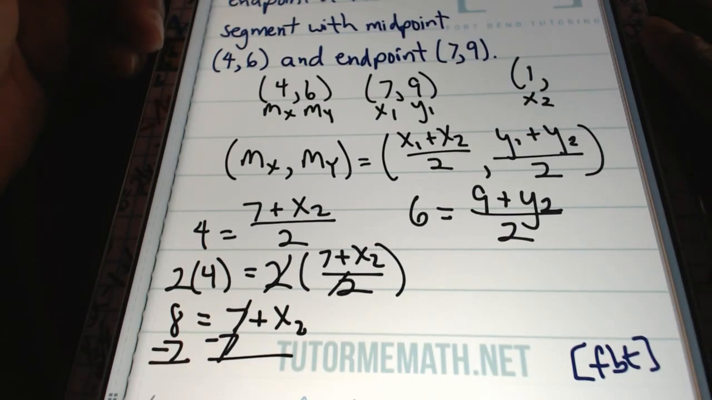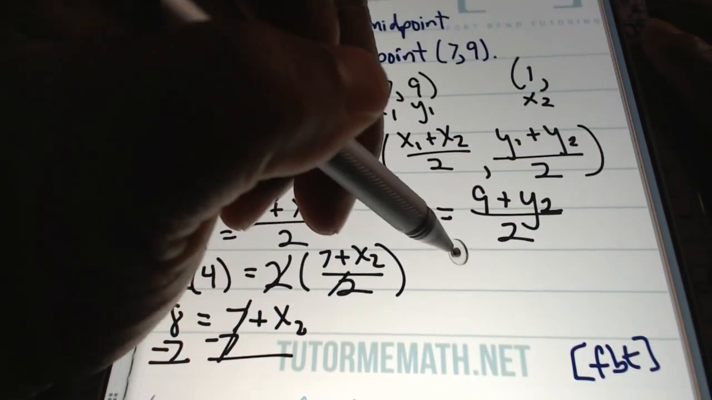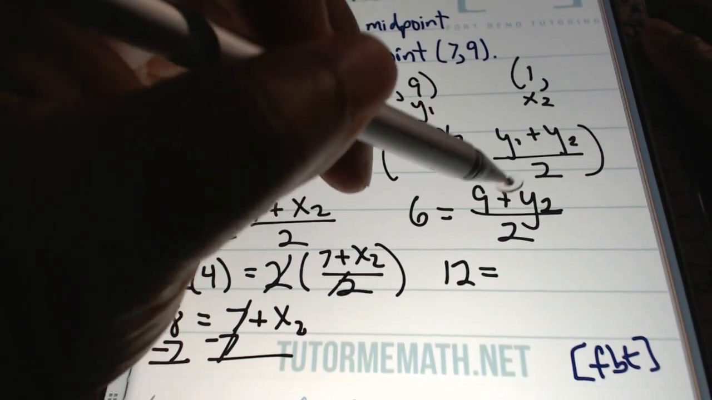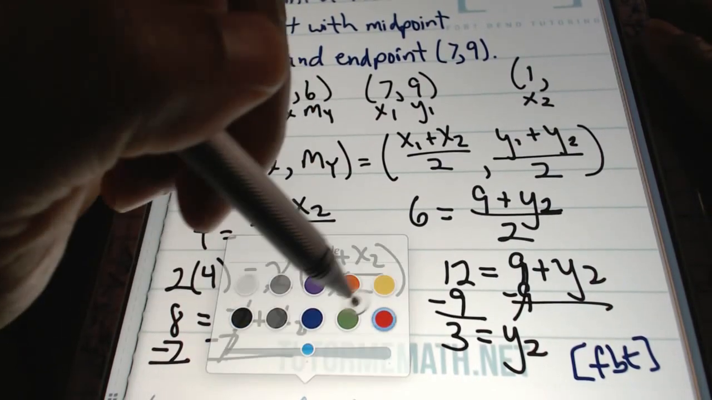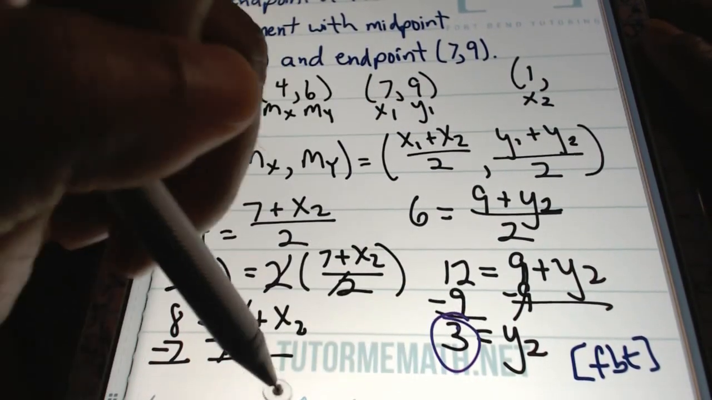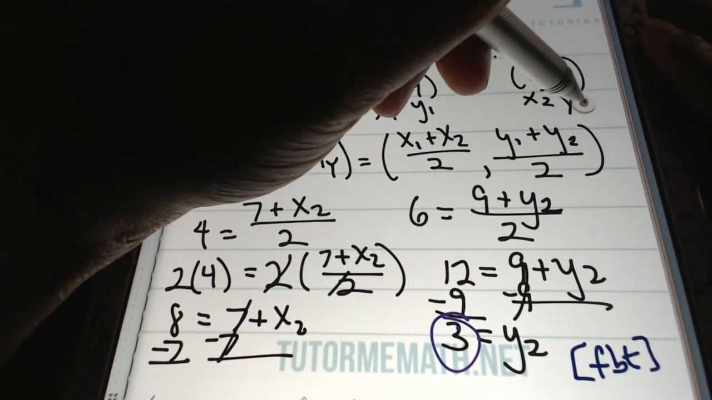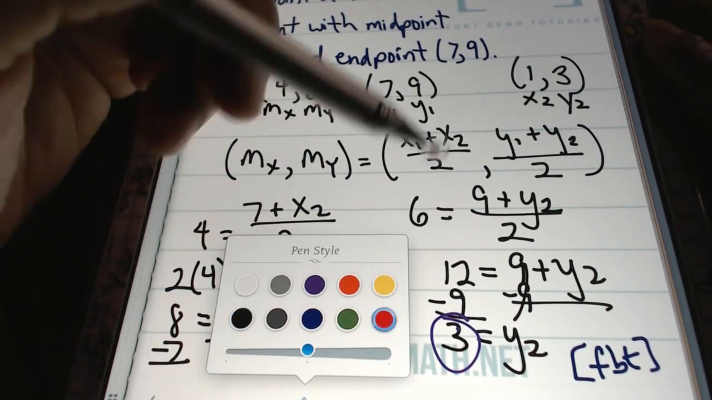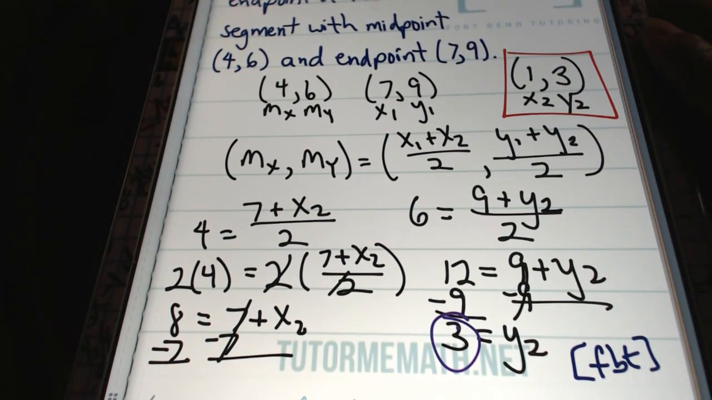Let's go ahead and solve for this y value, guys. We multiply both sides by 2. When doing so, we know that 2 times 6 is 12. On the right side, those 2's will cancel out to give me 9 plus y2. Subtracting 9 from both sides of the equal sign, we end up with 3, which equals y2. So let's put a purple circle around this intermediate value that we'll need for our answer. We end up with 3 for the y2 value. Therefore, our solution will be placed in a red box here, ladies and gentlemen. There you have it. We have our solution in a red box.